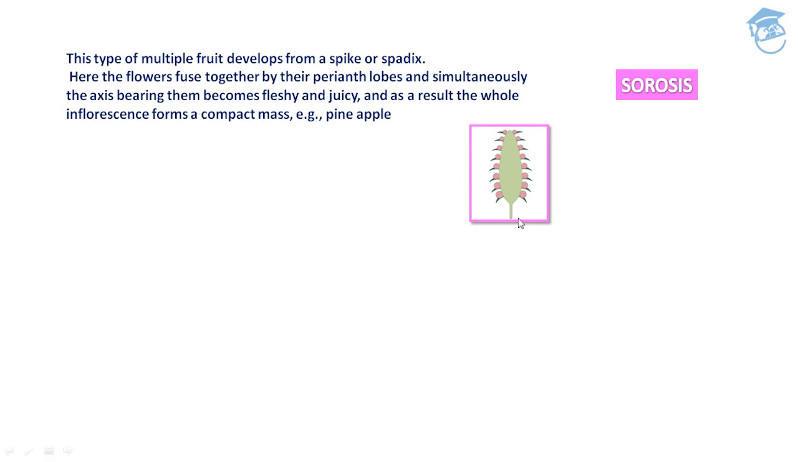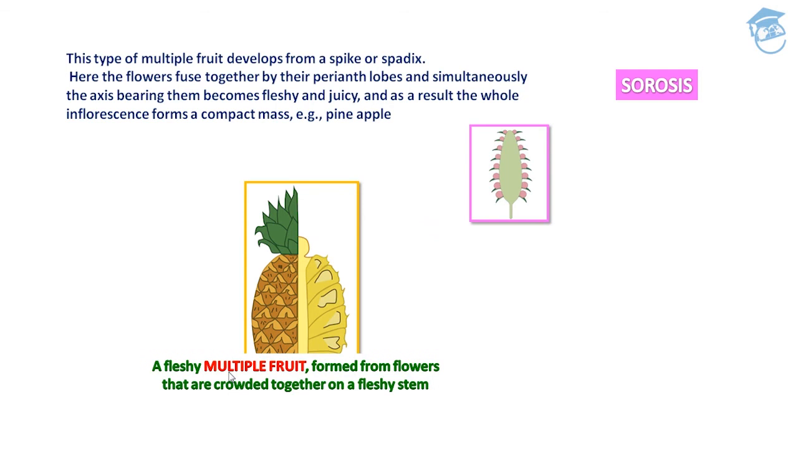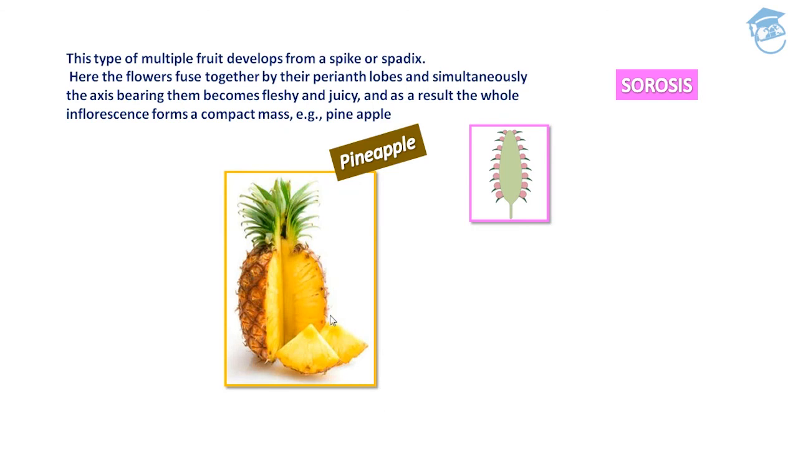Okay, here flowers fuse together by their perianth lobe. See, this is the fleshy peduncle. This middle one is a peduncle which is fleshy, and these small ones are the fruitlets. And this is the fleshy bracts, that are leaf-like structures. See, these spike-like structures are bracts. Okay, a fleshy multiple fruit formed from flowers that are crowded together on a fleshy stem, and that is pineapple.